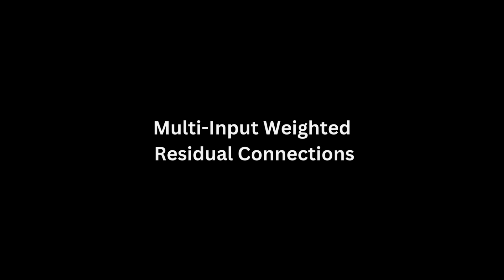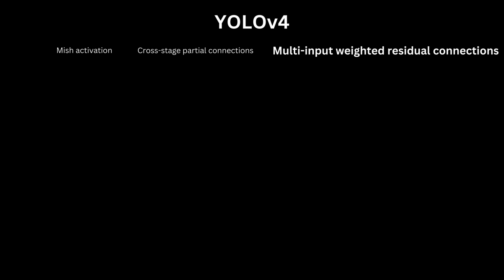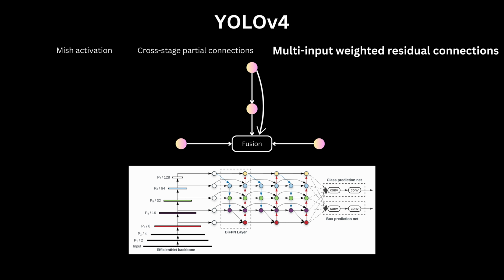The next and last bag of special for backbone is multi-input weighted residual connections. This is from the EfficientDet paper, and it specifically caters to the scenario when we are fusing features of different resolutions together. The neck of EfficientDet does something different for cross-scale connections. And by cross-scale connections, I mean connections that are meant to fuse features of different scales together.